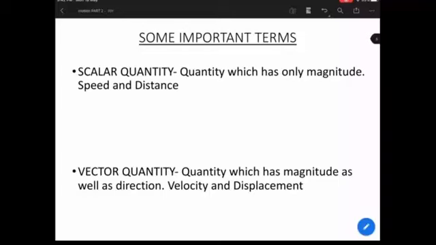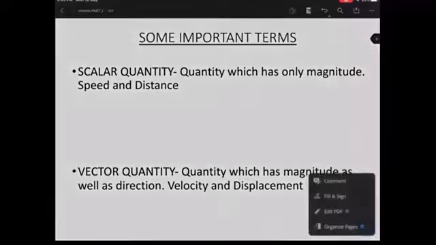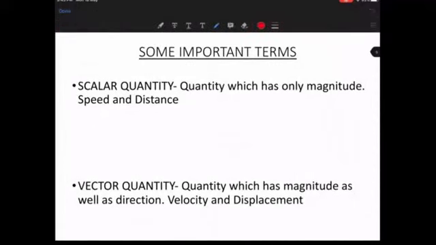Now what is scalar and what is vector? Every physical quantity may have two things. First is a magnitude and another one is a direction. I'll give you some examples. Let's say speed. When I say speed, it means distance upon time.